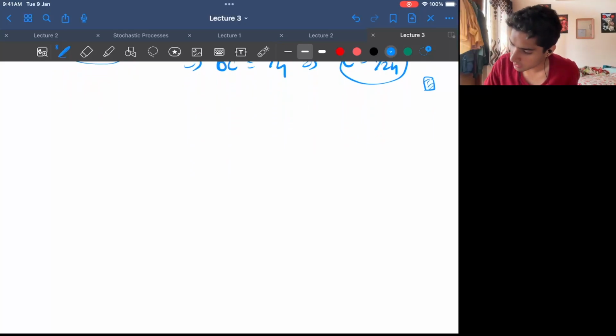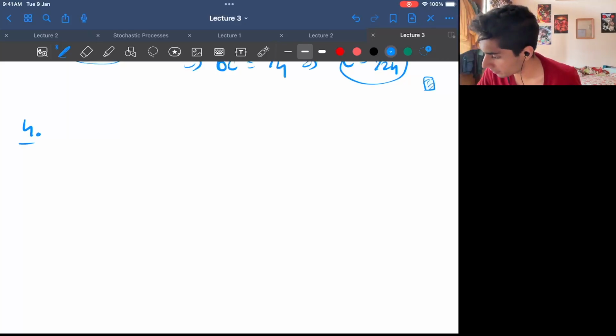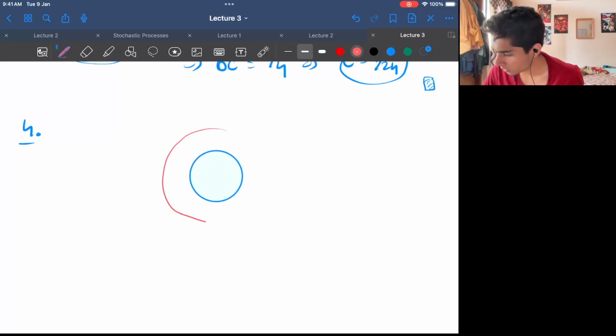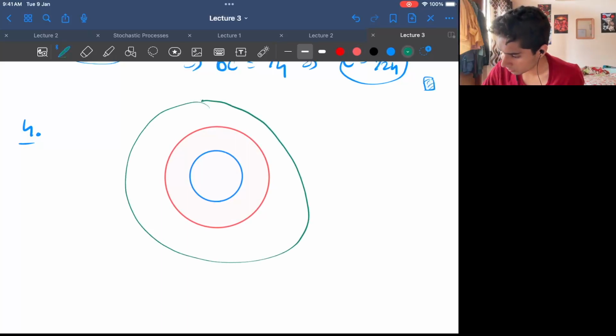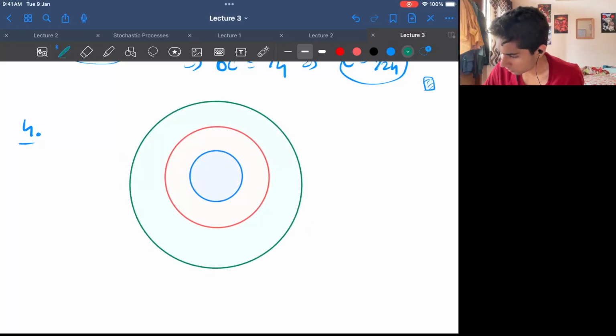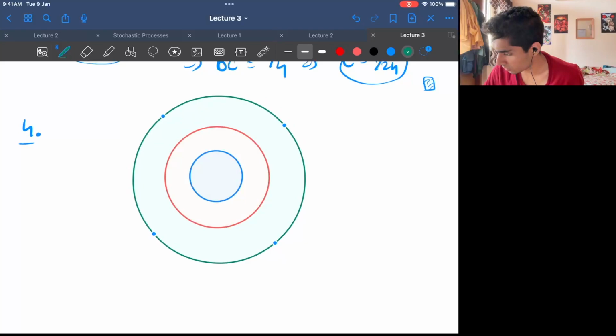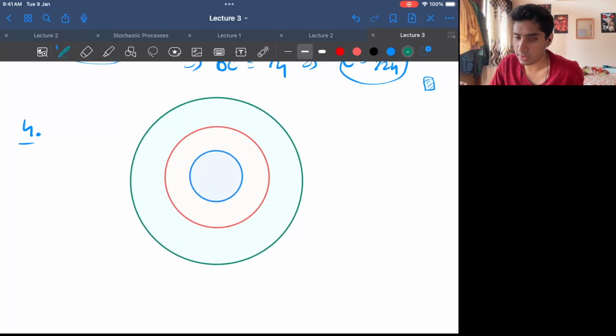So this is an interesting question. So there are three concentric circles. Okay. Let me draw those circles. This is your first circle. Make it a bit bigger. This is your second circle. And there is a third circle. Okay. You are given these three circles.